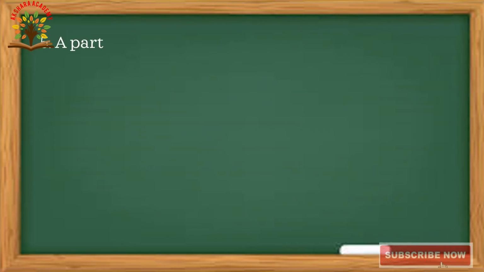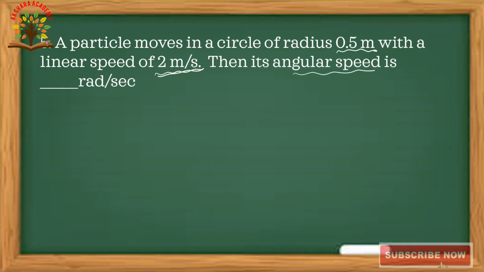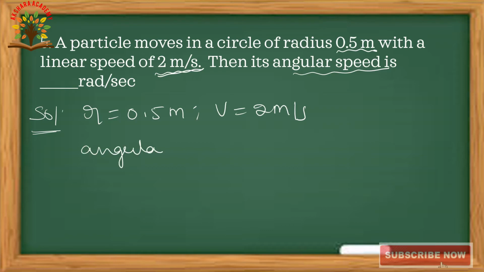In this question, they given a particle moves in a circle of radius 0.5 meters with a linear speed of 2 meters per second. Then its angular speed is. Here we have to calculate angular speed. Let us go to the solution. They given r equals 0.5 meters and v as 2 meters per second. Here we have to calculate angular speed. So angular speed omega equals v by r.